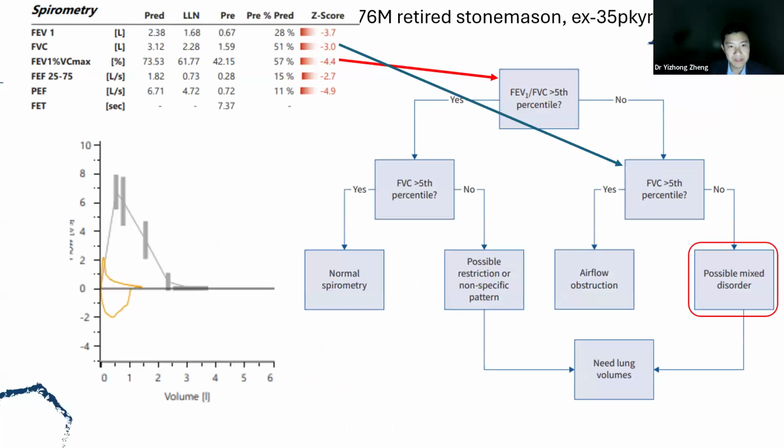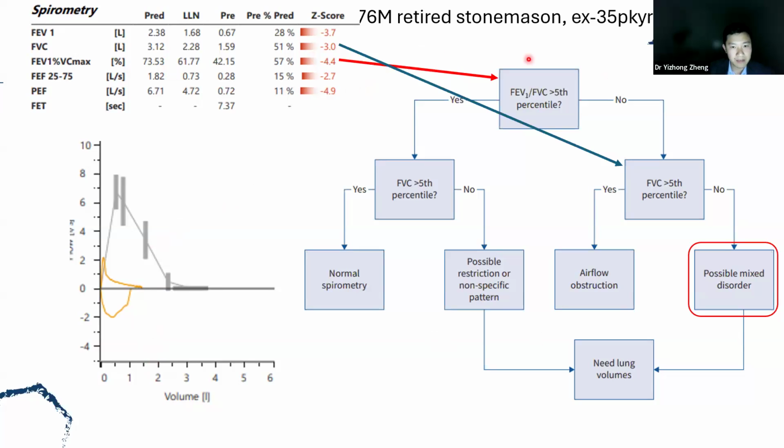Okay, so here's an example: a 76-year-old male, retired stonemason, ex-smoker with a 35 pack-year history. For the first step, looking at the flow volume loop, it looks good quality and scalloped, suggesting there's obstruction. The FVC, or the total volume, looks reduced, about 1.5 litres. So you're thinking, is there going to be a mixed disorder? And we're looking at their spirometry values.